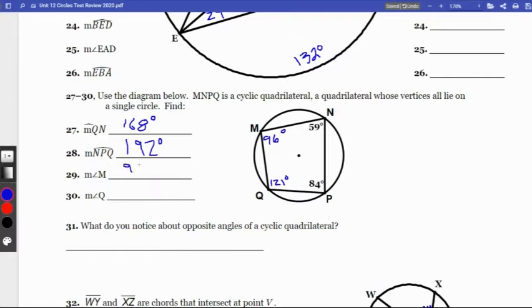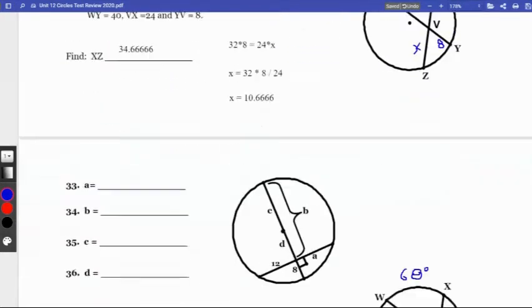Angle M we found already is 96. I suppose I don't really have to do this, but I've come this far, why not? And then opposite angles of a quadrilateral inscribed in a circle, as I mentioned, they are supplementary.